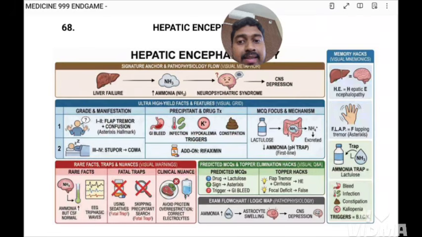So what are the precipitating things? Yes, one is GI bleed because of varices. Second, any infection can trigger it. Third is hypokalemia and constipation. So basically the patient is in acute liver failure. That doesn't mean the patient has gone into encephalopathy.